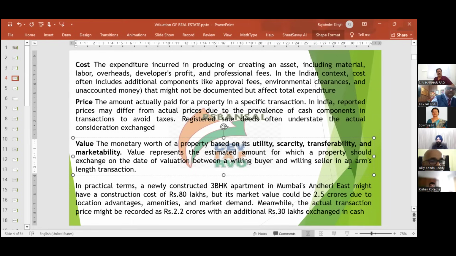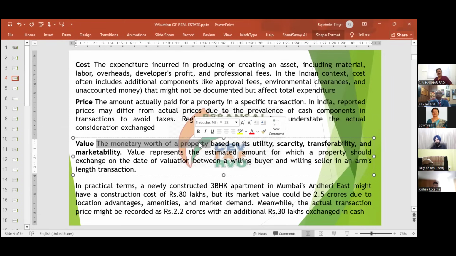In an arm's length transaction, it does not mean that they have a distance of arm's length. Arm's length transaction means both of them do not have any relationship between them. So this is value. Basically you should understand the word is monetary worth of the property.